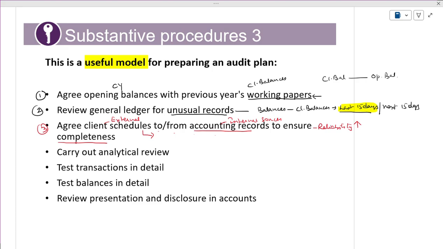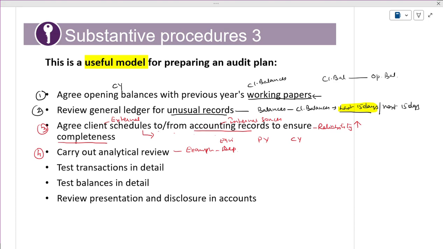Now, the fourth one, carry out analytical procedures. Analytical procedures means take an example. Take an example of depreciation. You have to calculate what we have done in the current year and what we have done in the previous year. Anything. You take depreciation, you take equipment. What are the additions in the current year and last year? What is the amount that has happened?